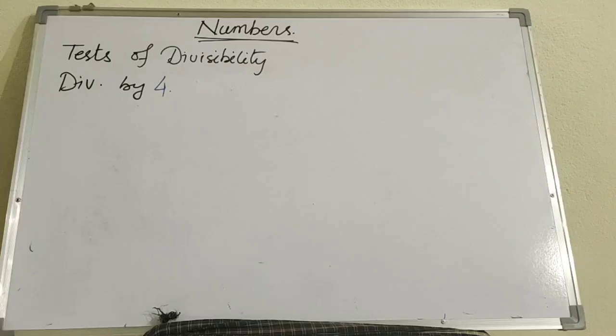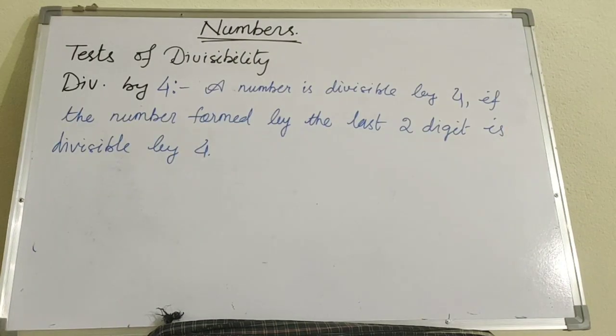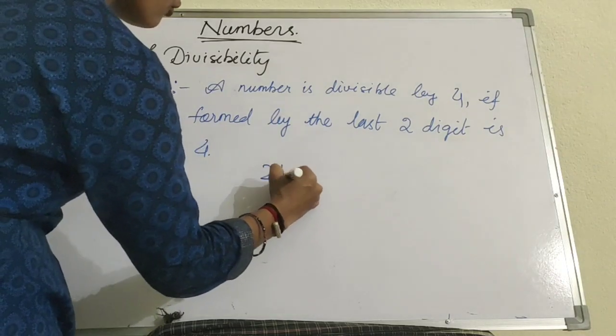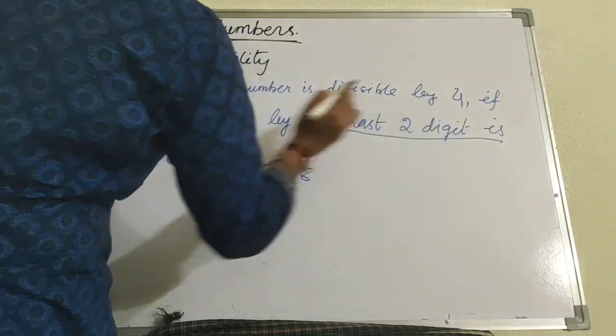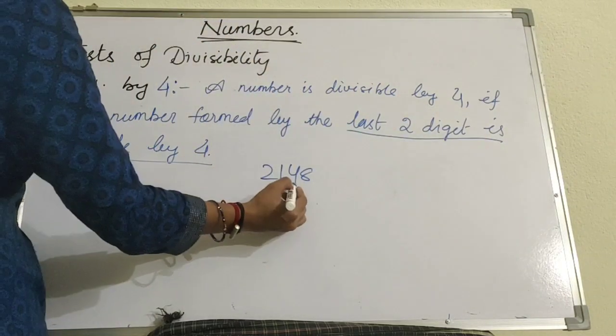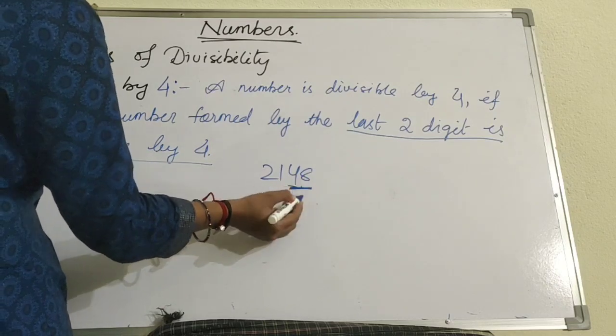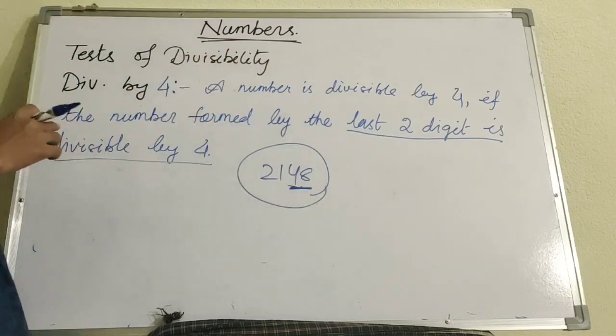The next is the test of divisibility by 4. How can we know that a number is divisible by 4? The rule is a number is divisible by 4 if the number formed by the last two digits is divisible by 4. Suppose any number like 2148. The last two digits, 48, are divisible by 4. If the last two digits are divisible by 4, then the number is divisible by 4.